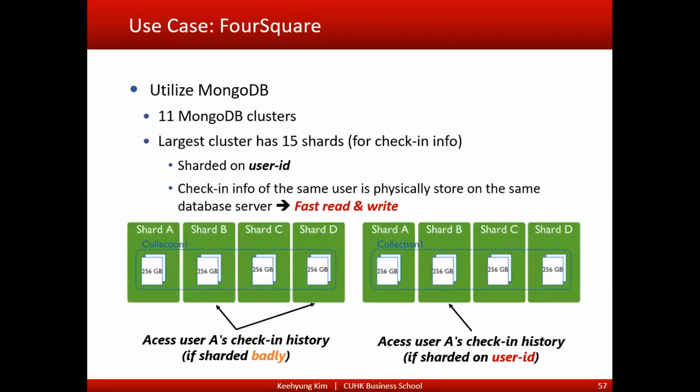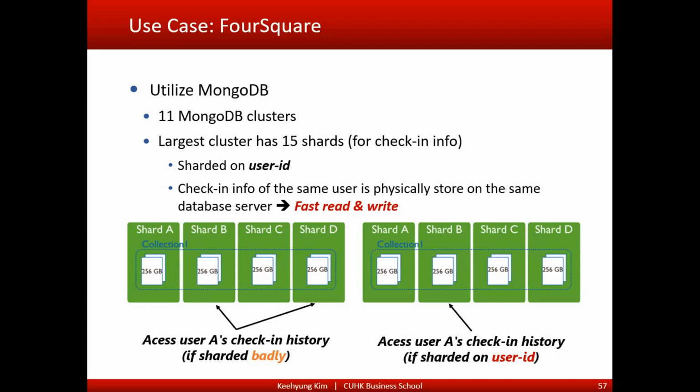So they utilized the sharding approach. Basically, by using MongoDB, what they did is that they made 11 MongoDB clusters. Each cluster had multiple shards. So in the largest cluster, they had 15 shards to store check-in information. And when they are utilizing sharding, they used the user ID as the key field to shard. So based on the user ID, MongoDB determined which document is saved on which server. So basically, the check-in documents of the same user are stored in the same server because they use user ID for sharding.